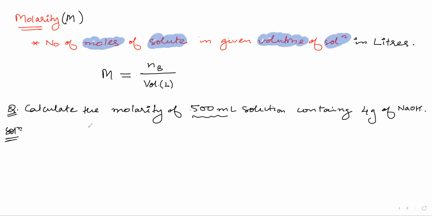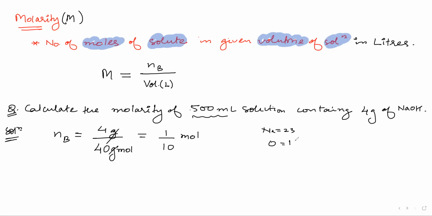We have to calculate the molarity of the given solution. The first thing that we want to find is the number of moles of solute, n_B. The given mass of NaOH is 4 grams. If you calculate the molar mass of NaOH, this will come as 40 grams per mole. So this will be 1 by 10 mole. Grams and grams will cancel out each other. Na is 23, oxygen is 16, hydrogen is 1. So this will come as 40.